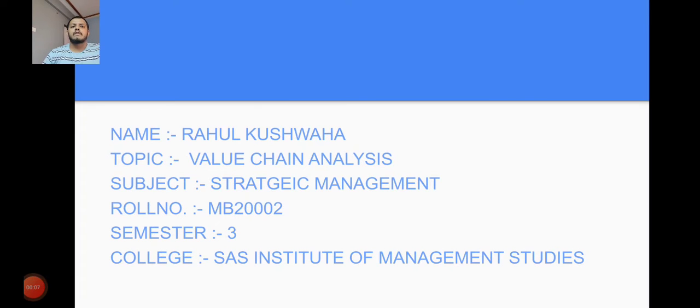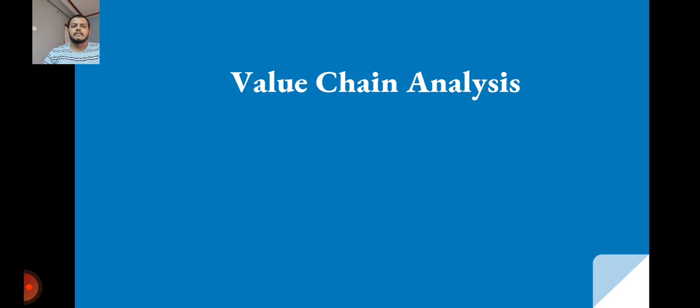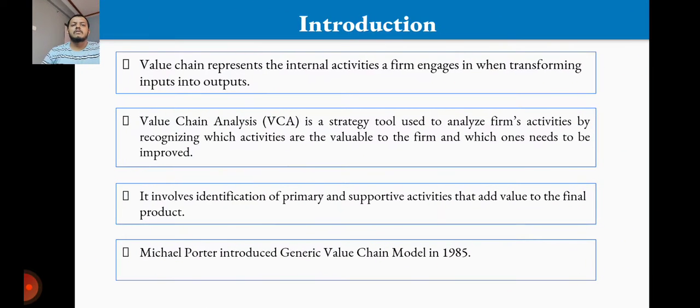Today my topic is value chain analysis. I would like to say something about value chain analysis. A value chain represents the internal activities a firm engages in when transforming inputs into outputs. Value chain analysis is a strategy tool used to analyze a firm's activities by recognizing which activities are valuable to the firm and which ones need to be improved. It involves identification of primary and supportive activities that add value to the final products.